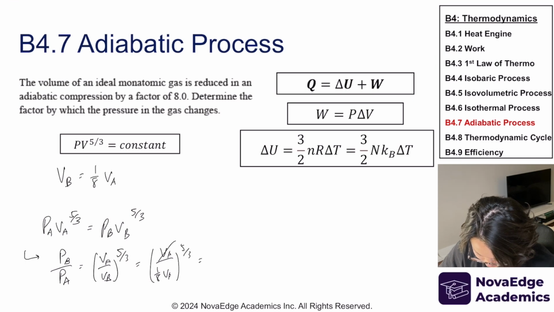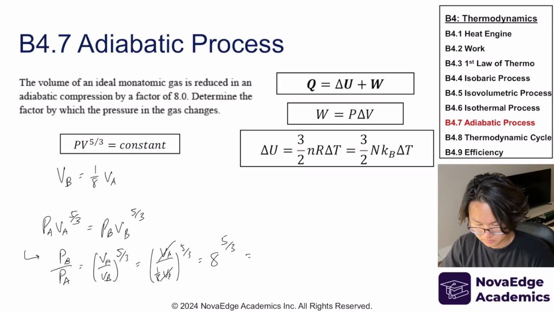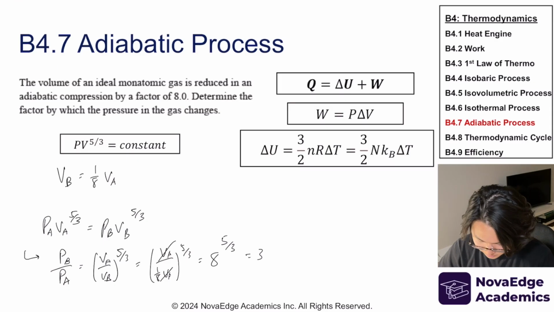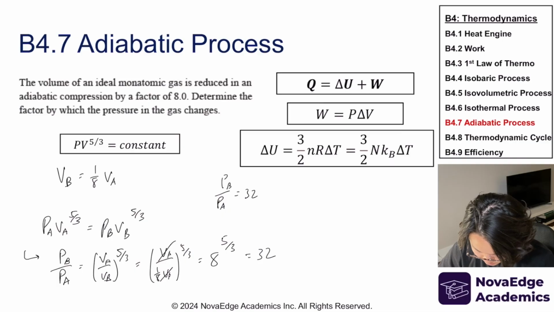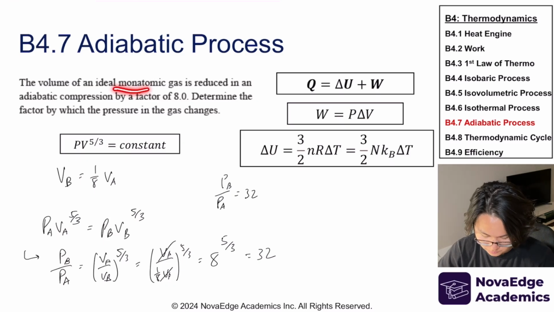This is just equal to 8 to the 5/3, right? And that's equal to 32. Okay, so that means that PB over PA is equal to 32. So for me to reduce the volume by a factor of 8, I need to increase the pressure by a factor of 32. And this relationship holds for any monatomic gas.